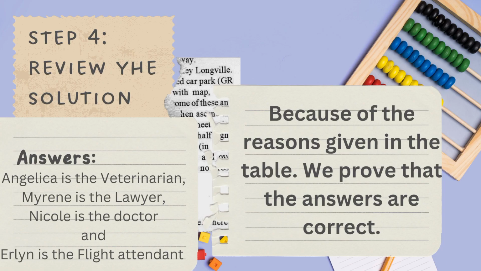We can conclude that Angelica is the veterinarian, Myrene is the lawyer, Nicole is the doctor, and Erlene is the flight attendant. Because of the reasons given in the table, we prove that the answers are correct.